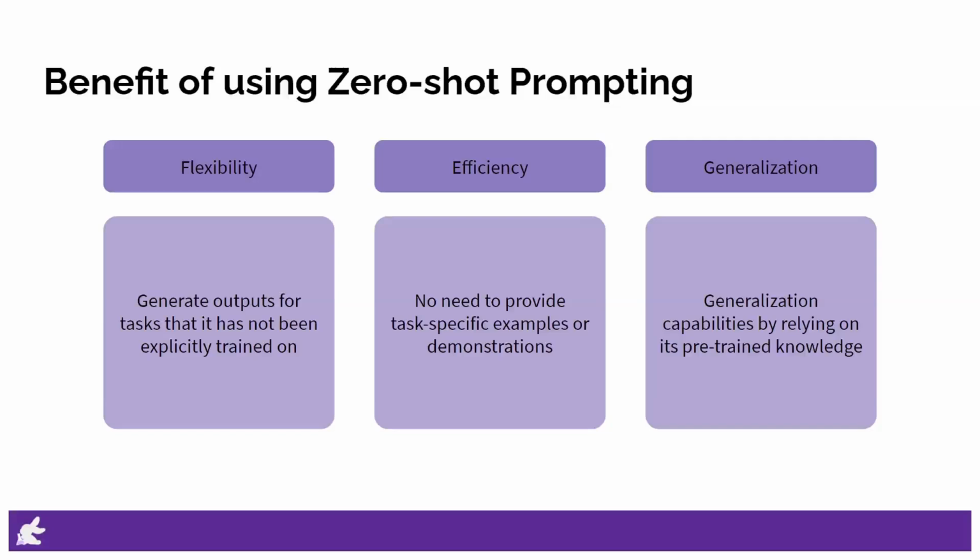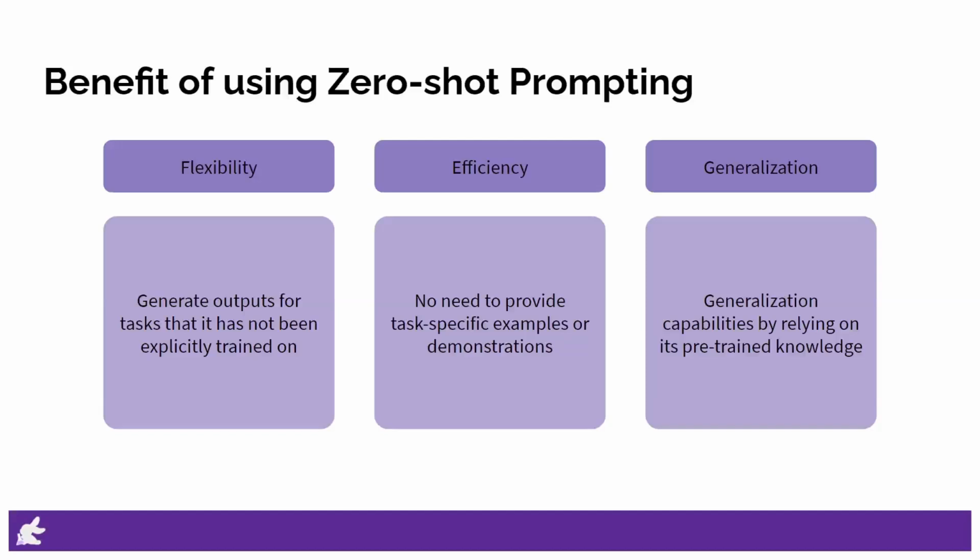Zero-shot prompting allows the model to generate outputs for tasks that it has not been explicitly trained on. This means that the model can be used for a wide range of tasks without the need for additional training. It saves lots of time and computational time, given that your task is simple and common.